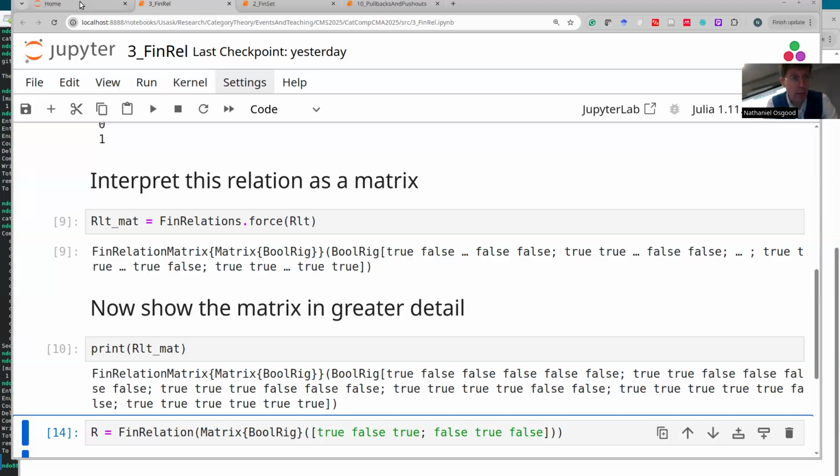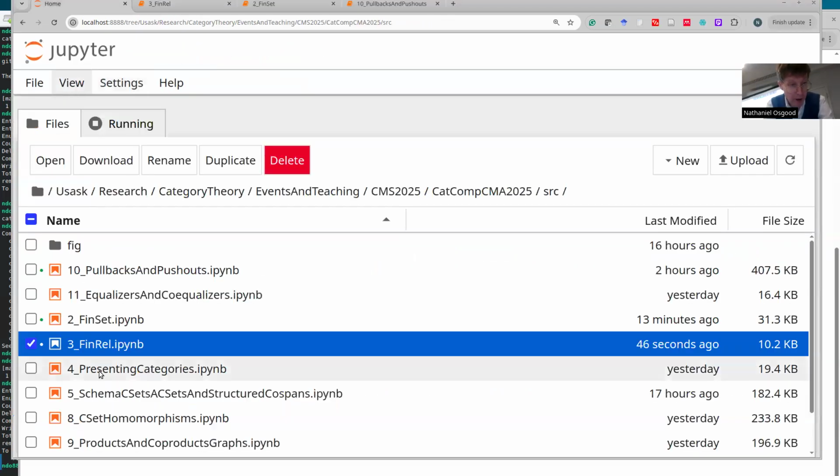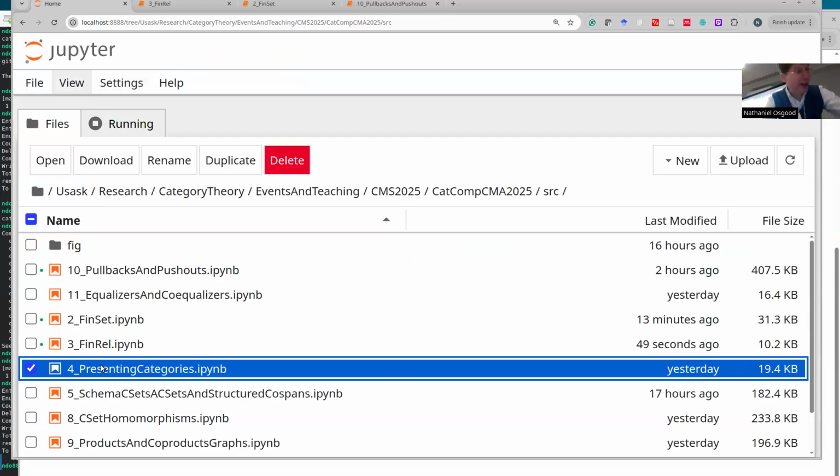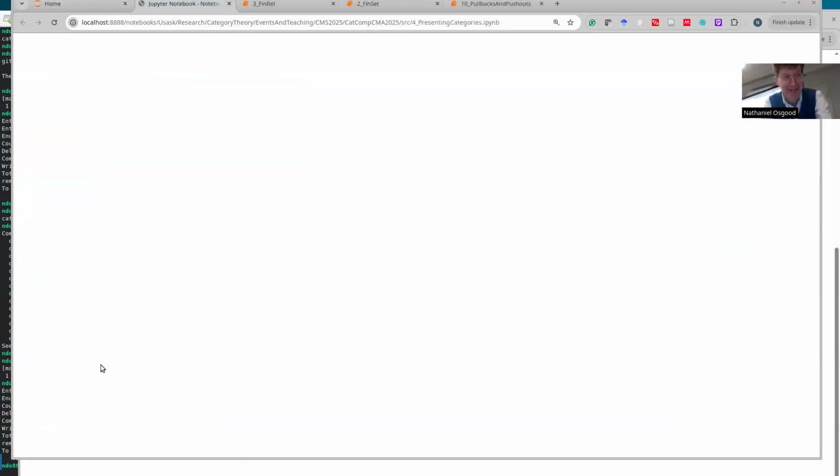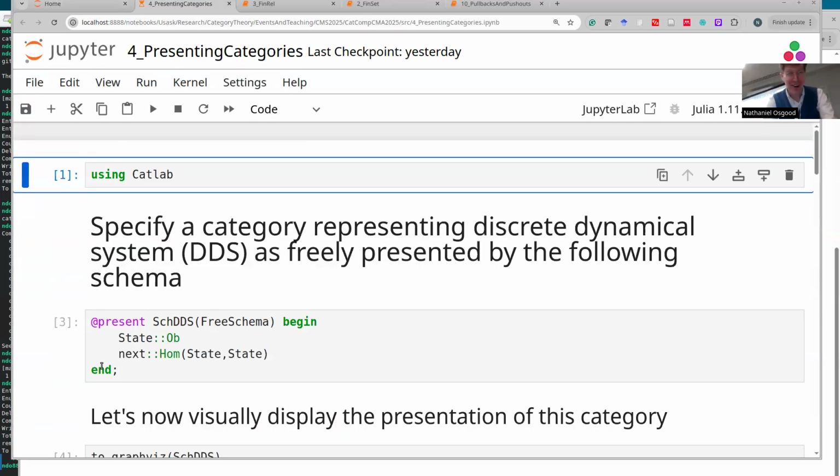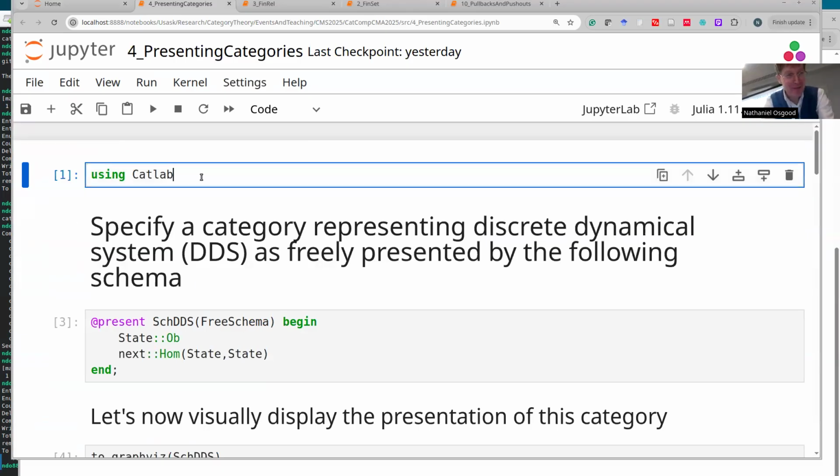Okay, with an eye towards getting the real star of the show, Xiaoyan, up here in a minute, I'm just the front man. I'm going to go to a fourth script called presenting categories. This one also is leading up to Xiaoyan's topic. It's leading up to talking about schemas.